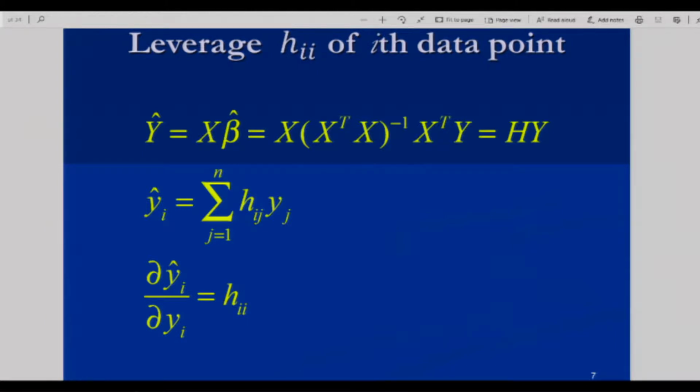These H_ii are essentially the elements of the so-called hat matrix. The hat matrix can be written in this format: X times (X transpose X) inverse, X transpose. So this is a hat matrix. Now, maybe it is more appropriate to use a directional derivative. If I take a derivative, then it's exactly equal to this H_ii. So this is a typical setup in statistics.